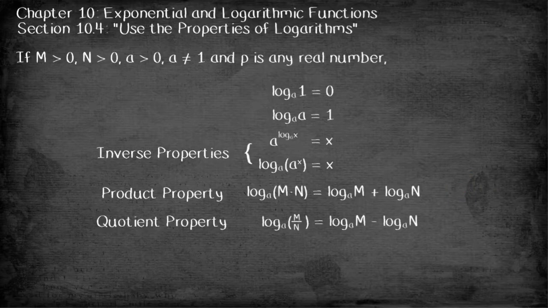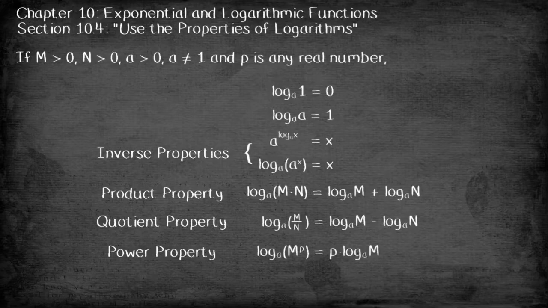Anyway, we also have a quotient property. In this case, you're going to be subtracting. Makes sense because with exponentials, when we divide, we subtract exponents. And here we have a power property. Remember that for exponentials, when we raise powers to powers, we multiply exponents. Well, that's kind of what we are doing here in this last property. So now what we're going to do is use those.